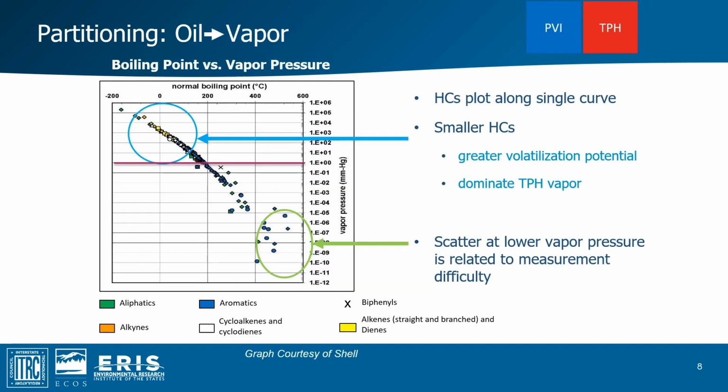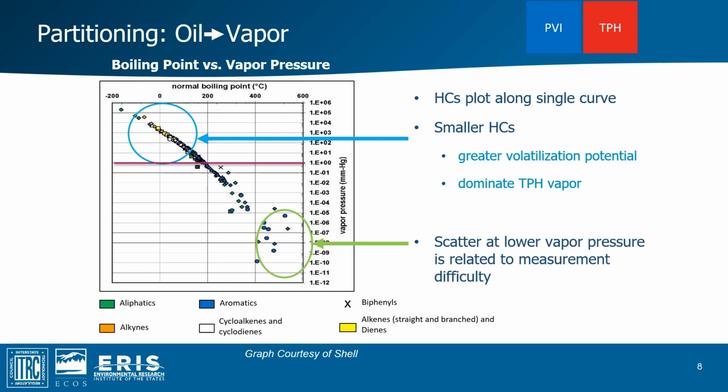Now that we understand TPH fate, let's dive into how TPH partitions in the environment. It's really important to understand how TPH moves in the environment from source to exposure media. First up, we'll discuss how hydrocarbons partition from oil into vapor through volatilization. In general, smaller hydrocarbons are more volatile than larger hydrocarbons. Therefore, the vapor phase is dominated by these smaller aliphatic and aromatic hydrocarbons.